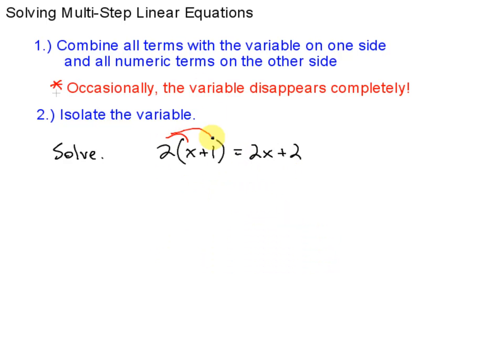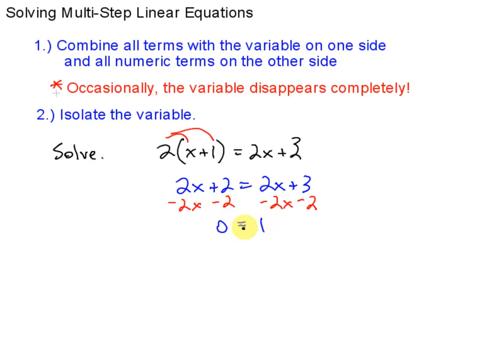Distribute our 2 on the left, and we end up with 2x plus 2 equals, sorry, I wrote the original problem wrong, equals 2x plus 3. Subtract 2x from both sides, and subtract 2 from both sides, and we end up with 0 on the left, and on the right, 3 minus 2 is 1.